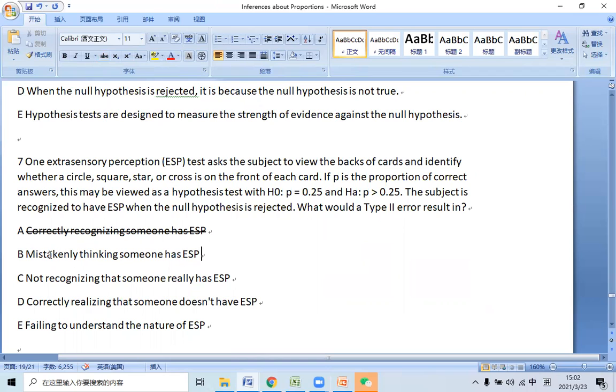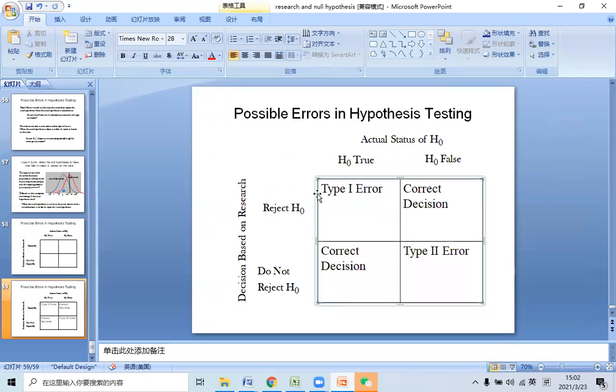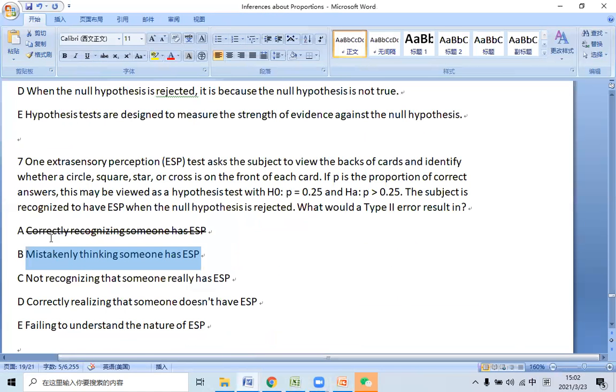This is rejecting the null hypothesis when it is true. Here, when you are rejecting the null hypothesis, and the null hypothesis is true, that's a type 1 error. So this one is gone. This is a type 1 error.